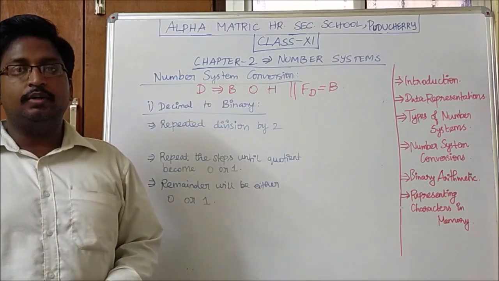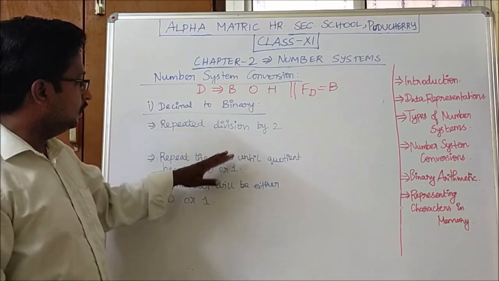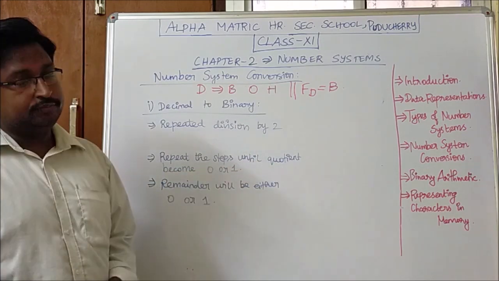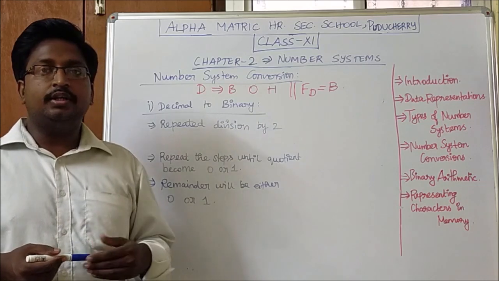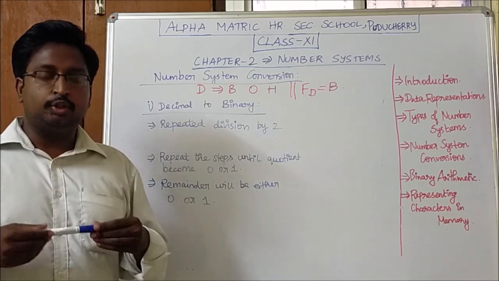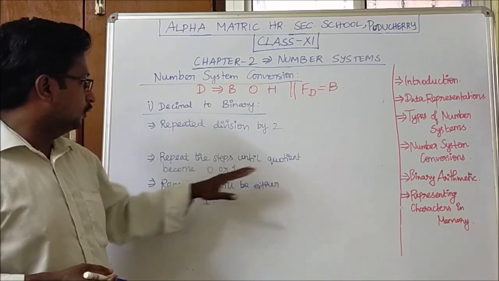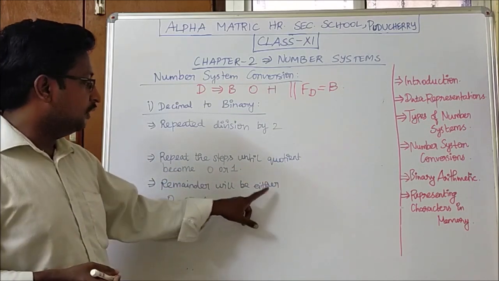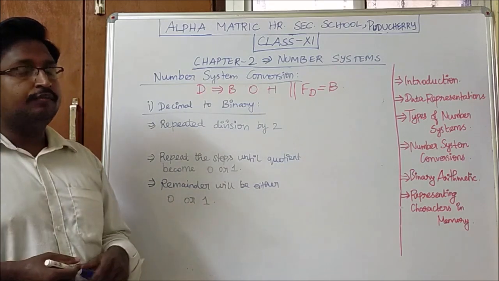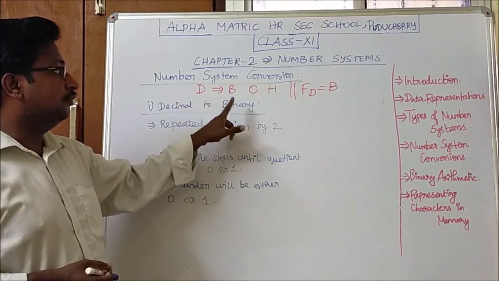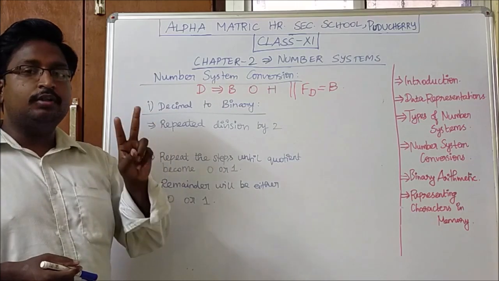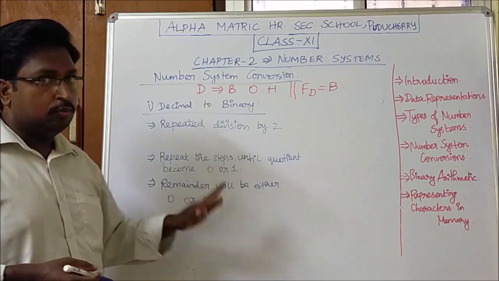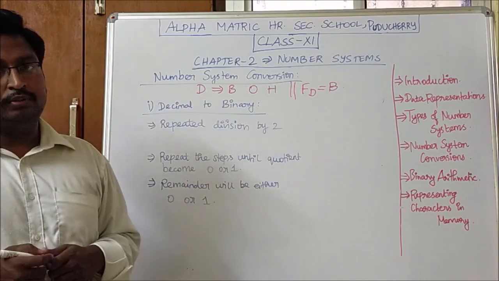You have to repeatedly divide the given decimal number by 2 until you get the quotient as 0 or 1. So the remainder will be either 0 or 1, because we are converting the decimal number into binary. So binary number means you will be having only 2 numbers, that is either 0 or 1. So the remainder will be either 0 or 1. So let us see the example.